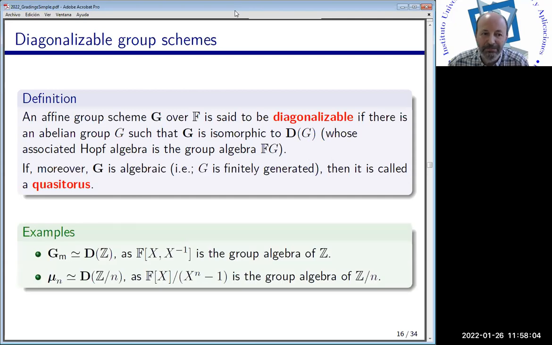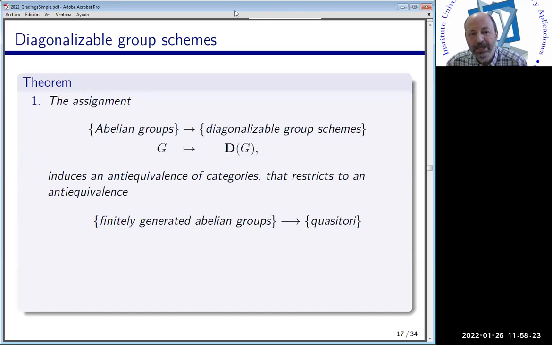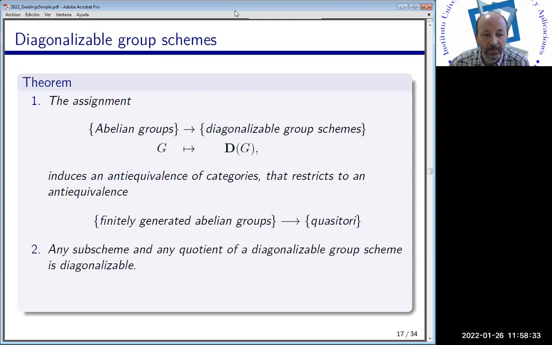So the multiplicative group scheme is a quasi-torus because the representing Hopf algebra is the group algebra of the integers. The same with the group schemes of roots of unity. So you know very well all these things. So we have an anti-equivalence of categories between abelian groups and diagonalizable group schemes that restricts to finitely generated abelian groups and quasi-tori.